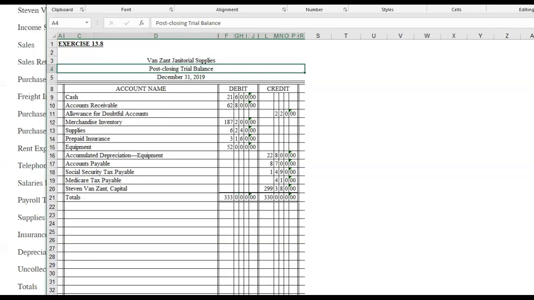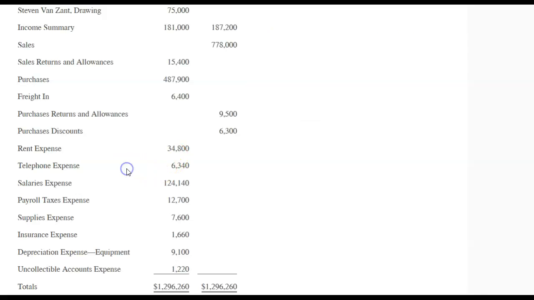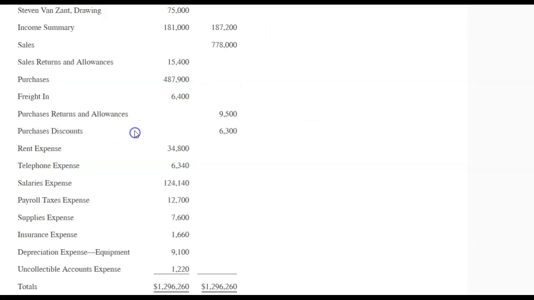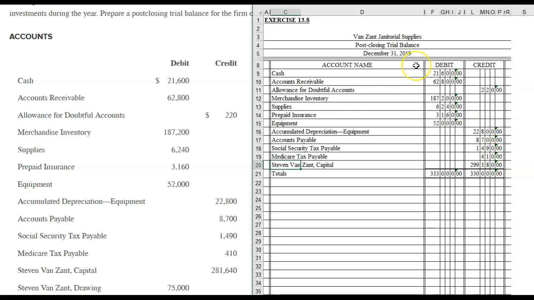And shrink it. And move it over. So look what we've got. Assets, all the way down to line 16. Liability, liability, liability, and capital. Assets, liability, capital. That's all that goes on the post-closing. So all you're going to do is transfer the numbers here over to this sheet.